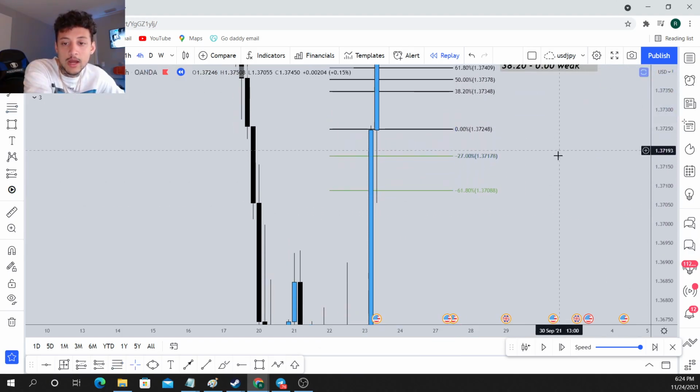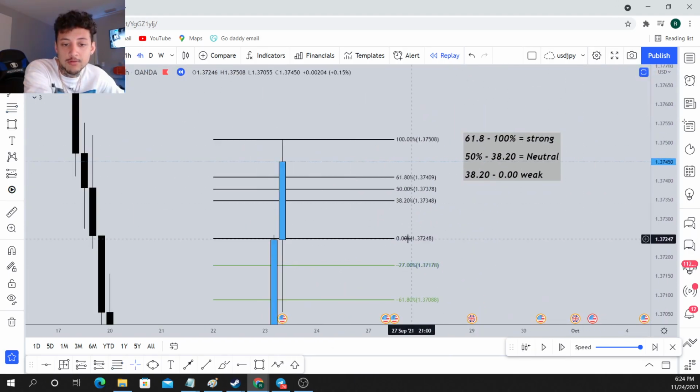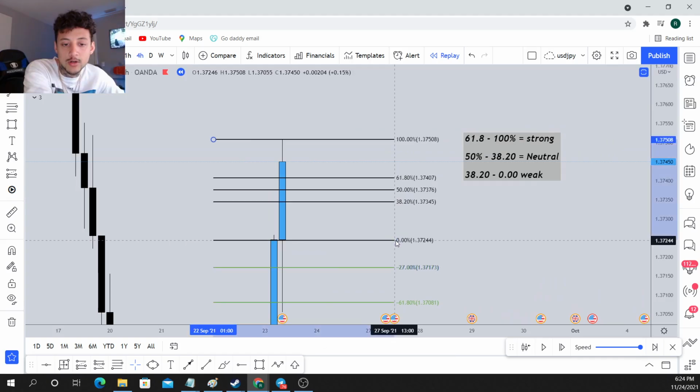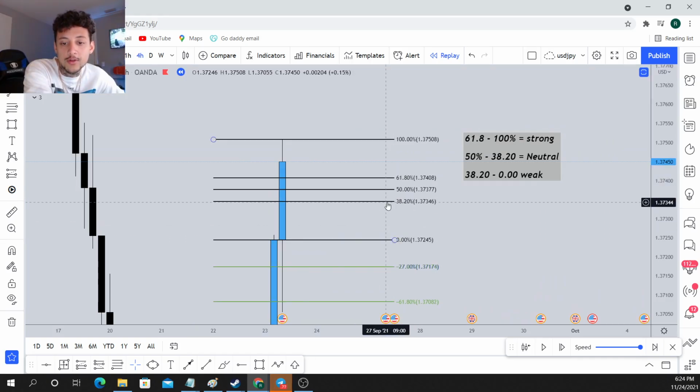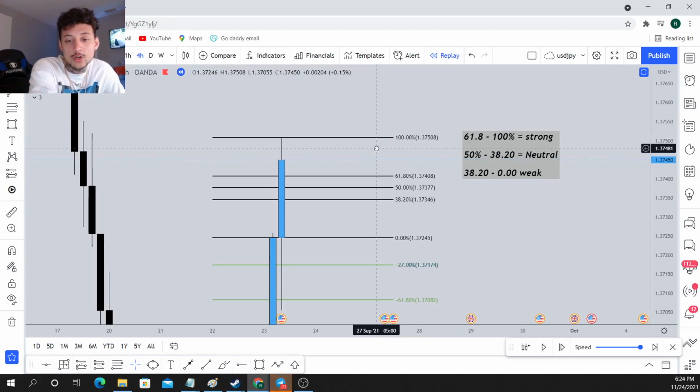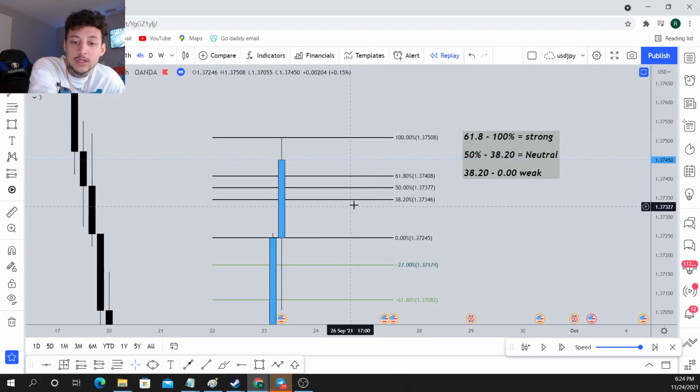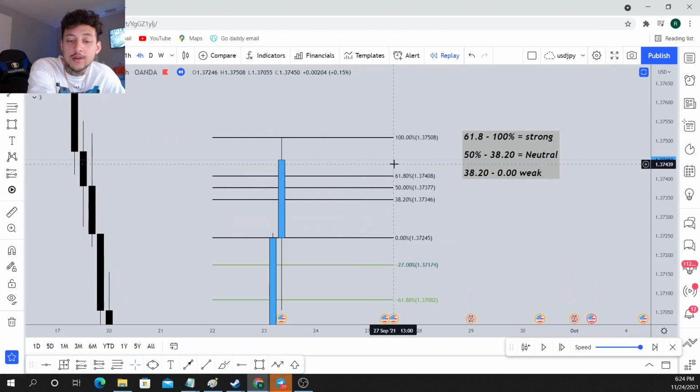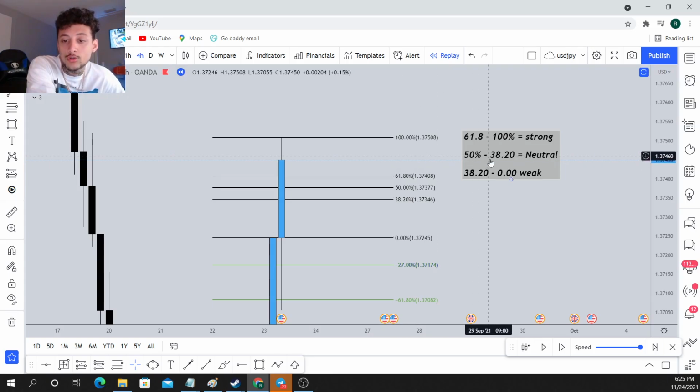As you can see, we have different levels here. We have the 0, which is where the candlestick started, which let me adjust that. We have the 38.20, the 50%, the 61.8%, and the 100%. We're going to use these percentages to make cuts within the candlestick to determine what level the candlestick is actually trading at: a very strong closure, a neutral closure, or a weak closure.